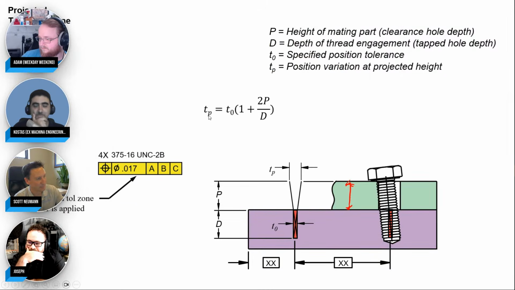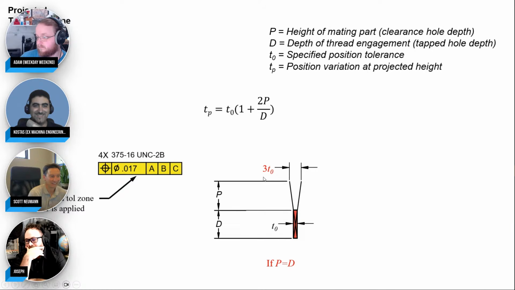The tolerance at the projected height is equal to T0, which is the original tolerance that you spec, times 1 plus 2P over D. So if you do P equals D, which I think is pretty common here, where the thickness of the green part, the thickness of your clearance hole, is about the same as the depth of your threads, then you do 1 plus 2P over D, P equals D, so 1 plus 2, it's a 3 times multiplier. It's crazy that the tolerance you spec down here could be 3 times worse just by sticking out one extra plate thickness out.